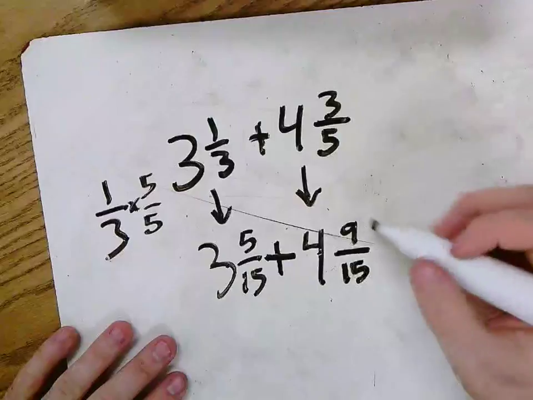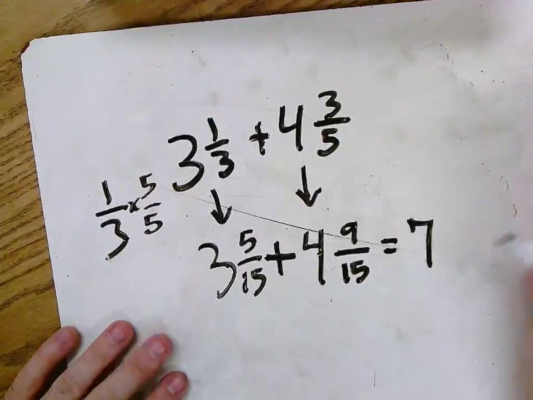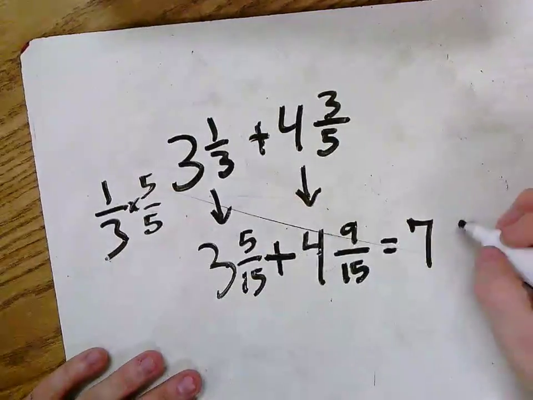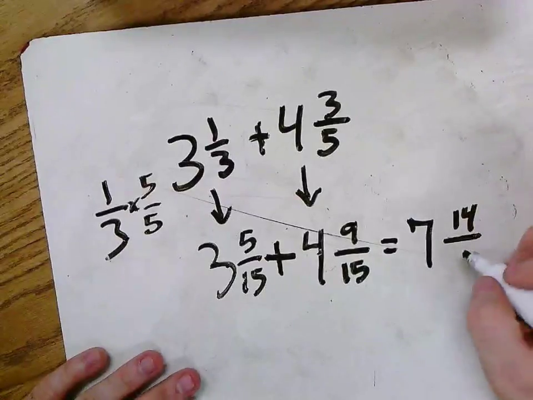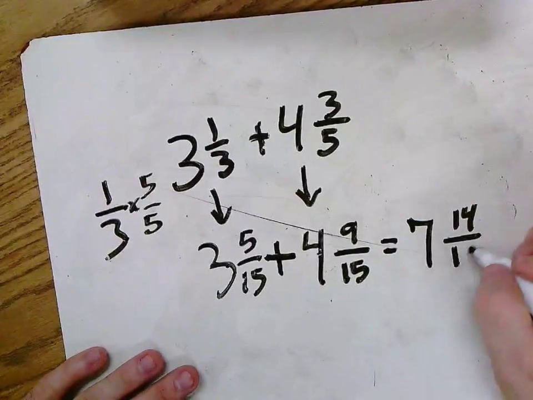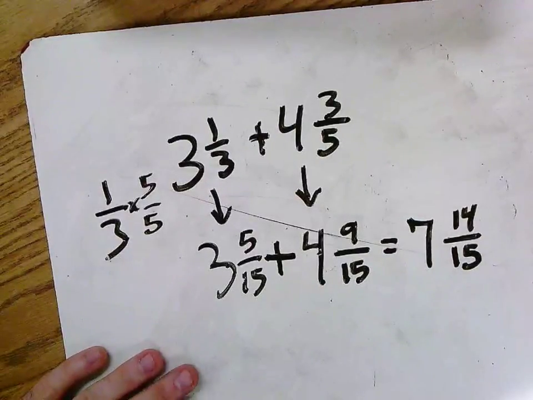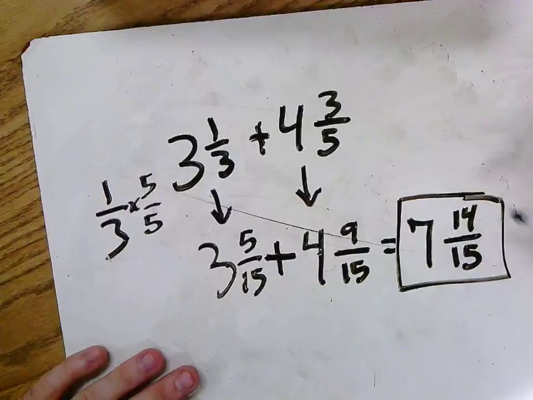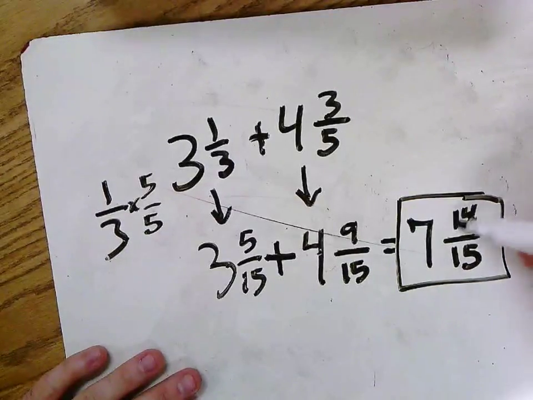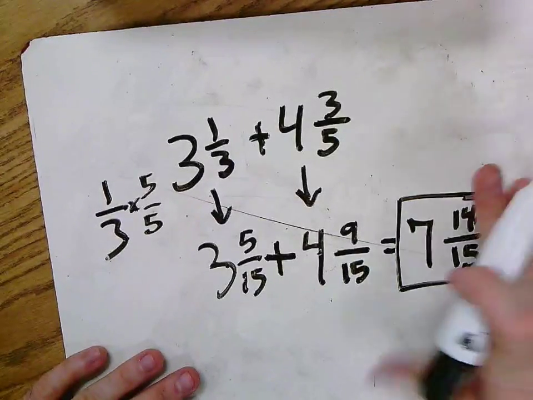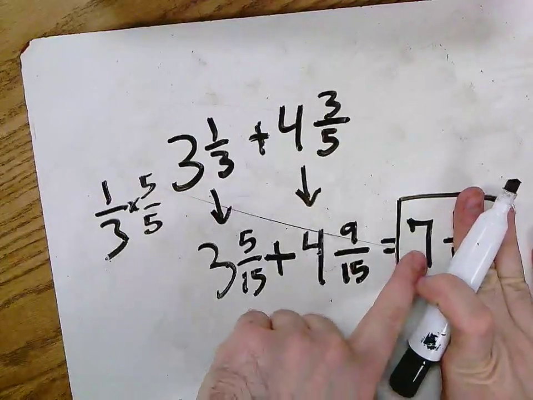3 plus 4, again, add the whole number parts first, and you get 7. 5 plus 9 is 14. Shoot, I don't have to regroup. And 15 stays the same. Only snafu, I kind of wanted this example to need regrouped, but it ended up not needing it. If I would have had one more 15th, I could have pulled out a 15. That would go away, and the 7 would become an 8.